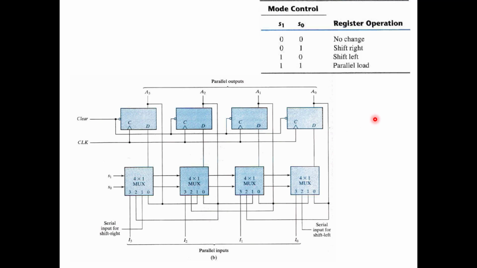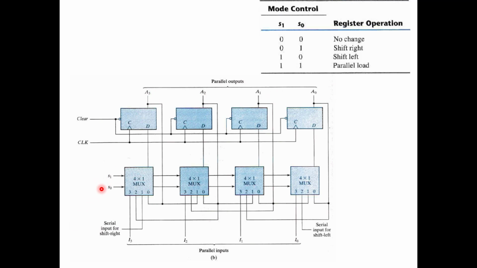Now let us start with 0 0. When S1 S0 are both 0 0 for the 4 into 1 multiplexer, listen carefully. This 0 input will be activated, this 0 will be activated, this 0 will be activated, and this 0 will be activated. That means whatever the data is here, the same data will be transferred to the D bits. Before we start the operation of the shift register, we are going to clear all the outputs. That means you are going to have 0 here, 0 here, 0 here, 0 here.